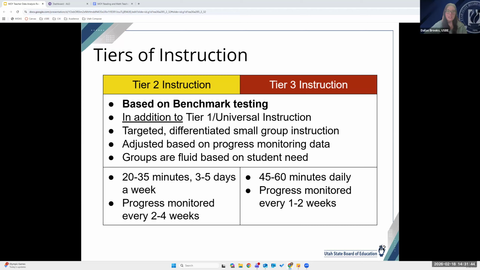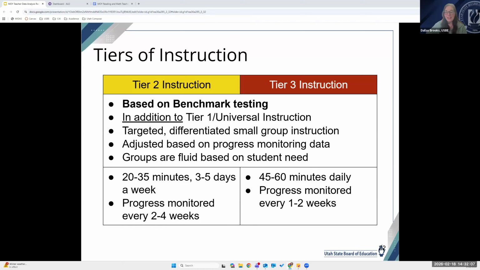If your progress monitoring is showing that students are not advancing in skills, then that's just a clue to us that we need to change something and do it more time effectively, rather than waiting for the end of year benchmark. And then your tier three instruction is more intensive. That is typically 45 minutes to 60 minutes.